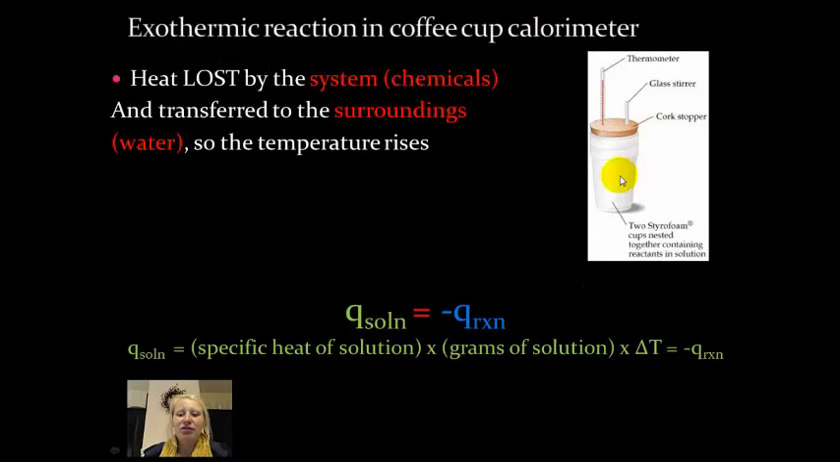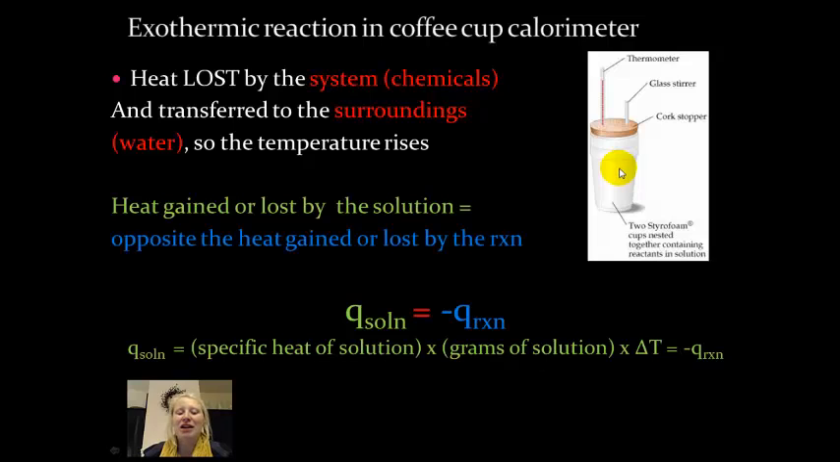So if we have an exothermic reaction occurring in here where the chemicals are losing heat to the surroundings, the water temperature will go up. So the heat that is gained or lost by the solution is going to be opposite the heat gained or lost by the reaction. So here, the Q of the solution is the Q of the water. So if the heat of the water goes up, that means that the reaction must have lost that heat, so it's going to go down. So what you would do is find Q for the solution, so you'd find Q equals m c delta T for the solution, and the inverse of that, the negative of that, would be the Q of the reaction.